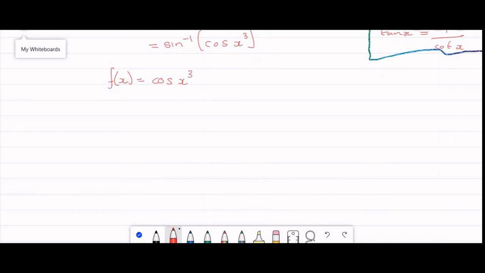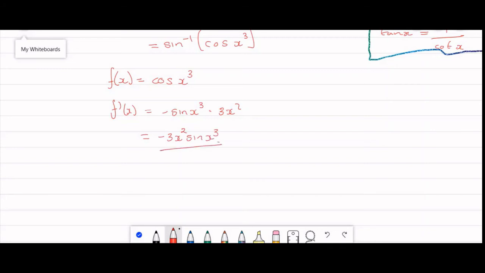So therefore our f prime x will be equal to the derivative of cos, which is negative sine x cubed, multiplied by the derivative of x cubed, which is 3x squared. So therefore, to write it in a neat form, we'll say negative 3x squared sine x cubed.